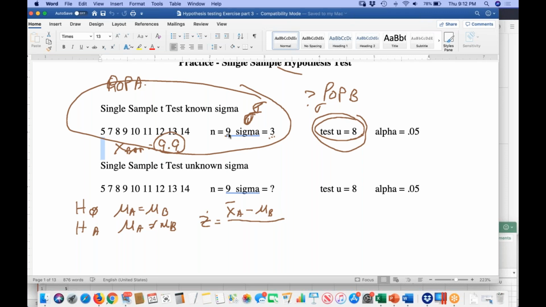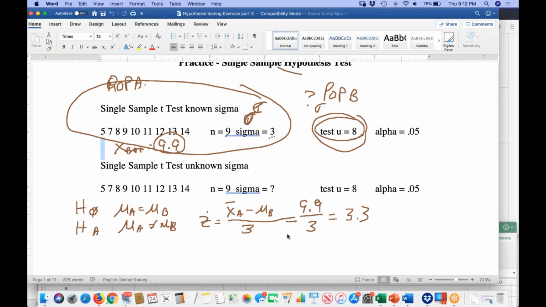So what's my standard error going to be? It's going to be equal to 3 divided by the square root of 9, which is 3. So this is going to be equal to 9.9 divided by 3. So that's going to be equal to 3.3. Okay, look right? That looks right to me.